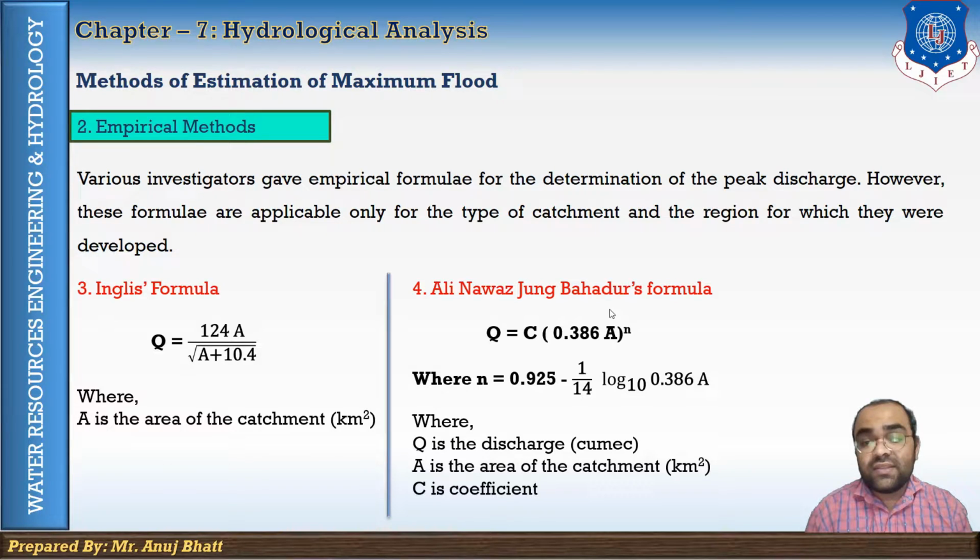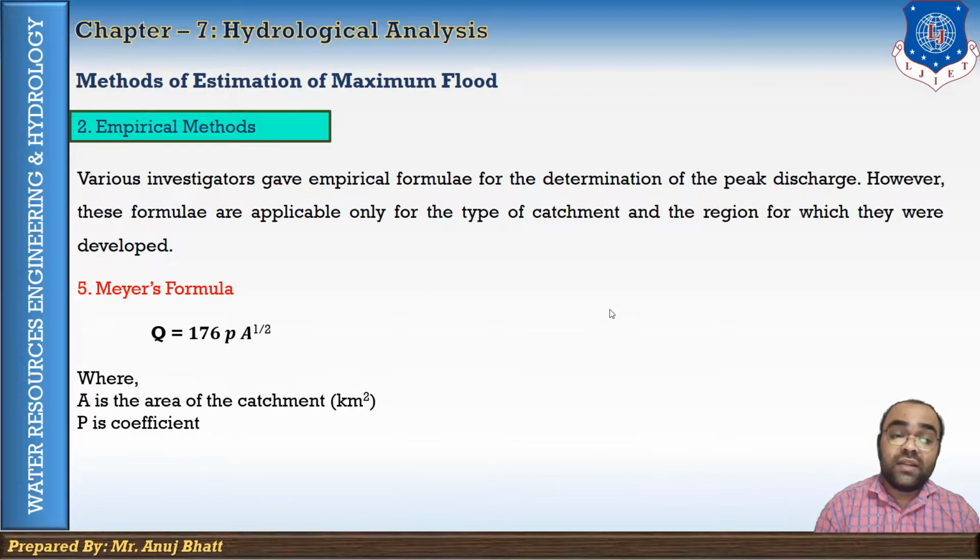Here again C varies from 48 to 60, and the maximum value of C that is observed is 85. This formula is commonly used for the catchment area in Andhra Pradesh. The fifth one is the Mayer's formula, and for that the value of Q is 176 P into A raised to 1 by 2. Here P is the coefficient which depends on the frequency of the flood with a maximum value of unity, and A is nothing but the area of catchment.